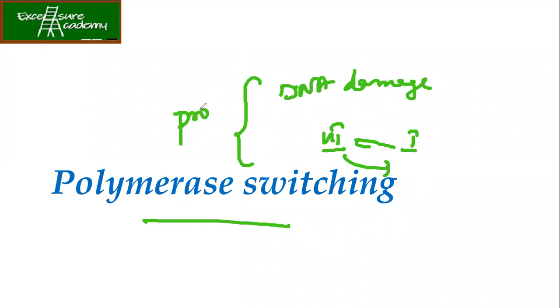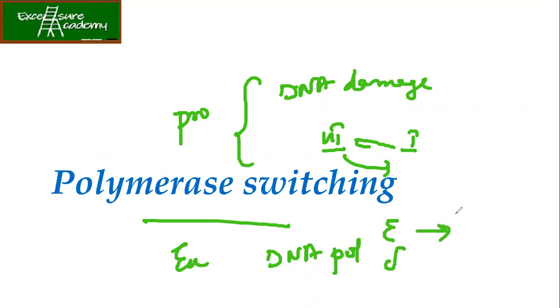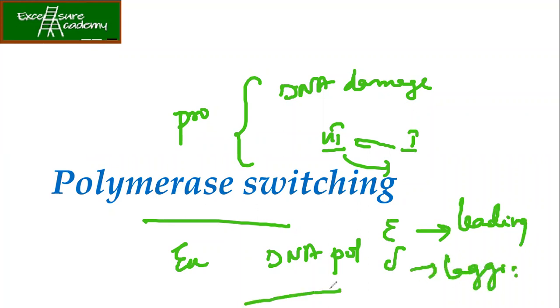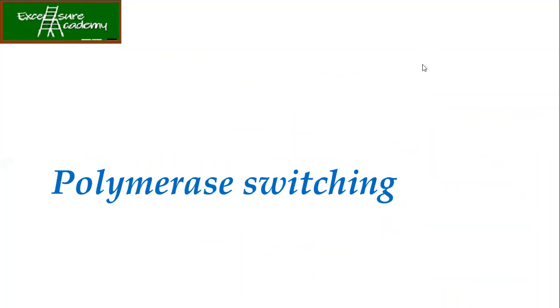Similarly, in the case of eukaryotes also, we have DNA pol epsilon and theta, okay? So epsilon is for your leading strand and theta is for your lagging. Guys, please remember. Now if I have pol alpha, what is its work? Its action is primase activity. Anyway, we'll talk about this.